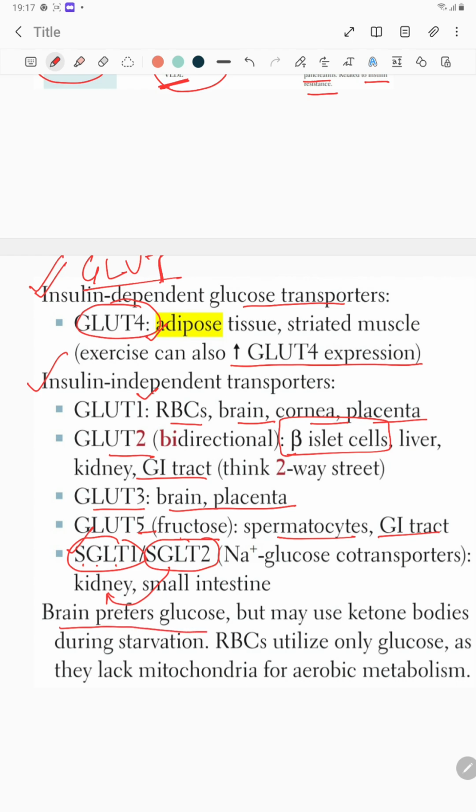Brain prefers to use glucose but may use ketone bodies during starvation. But RBCs utilize only glucose. That is a potential previous year question. RBCs utilize only glucose as they lack mitochondria for aerobic metabolism.